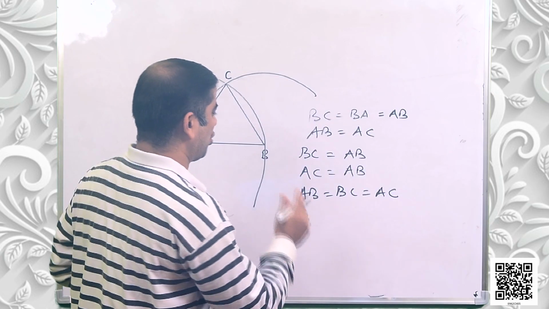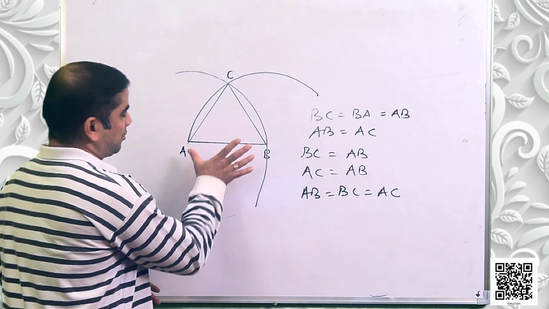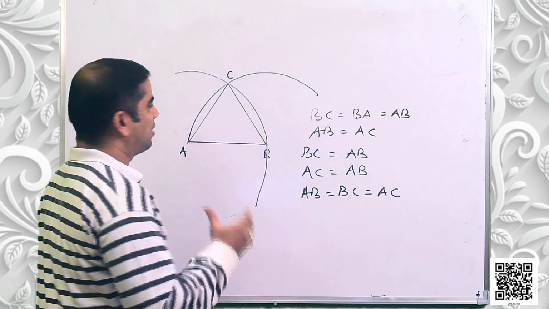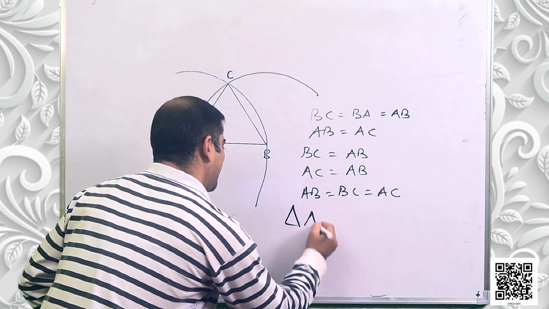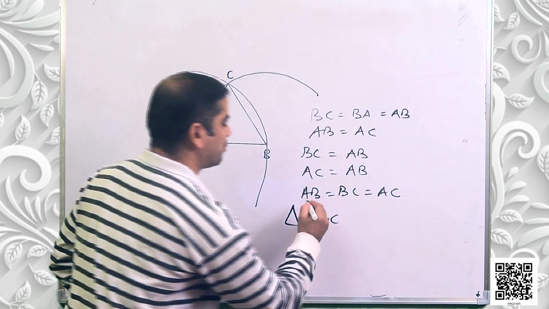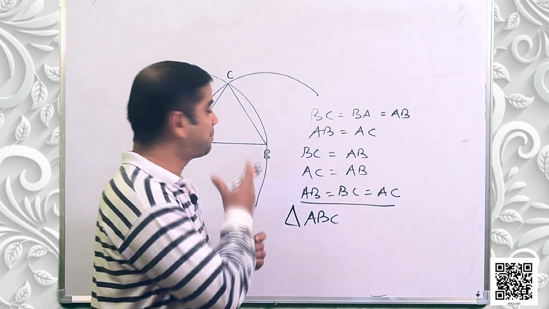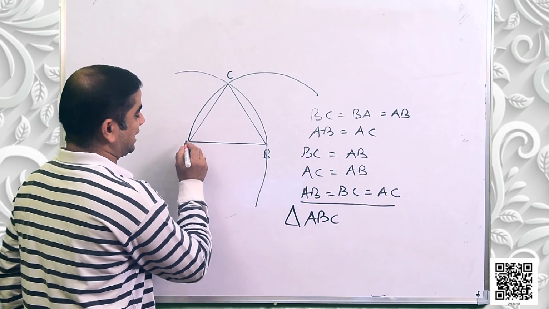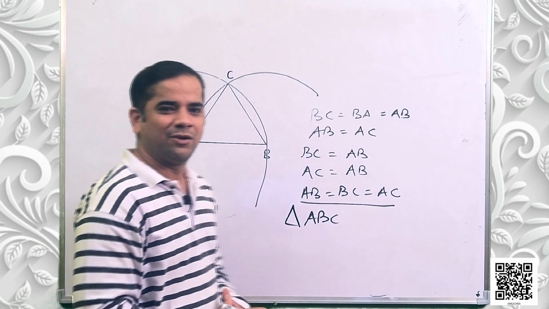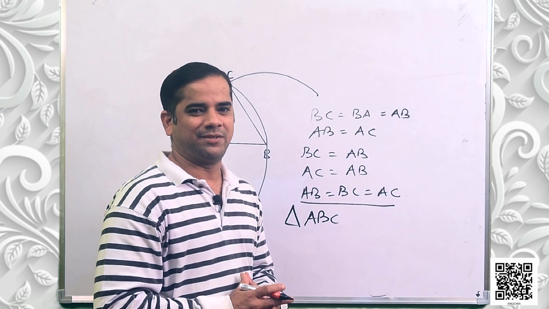So as we know that the equilateral triangle has three equal sides, isn't it? So here we were given a line segment AB and we have constructed a triangle ABC, and we have proved that AB is equal to BC is equal to AC. So by following such process, we have constructed an equilateral triangle with given line segment AB. Hope you have understood this concept. Okay, let us move to next example.